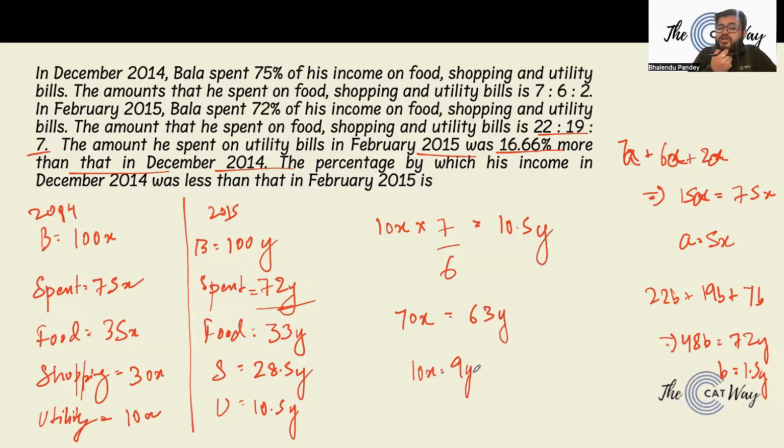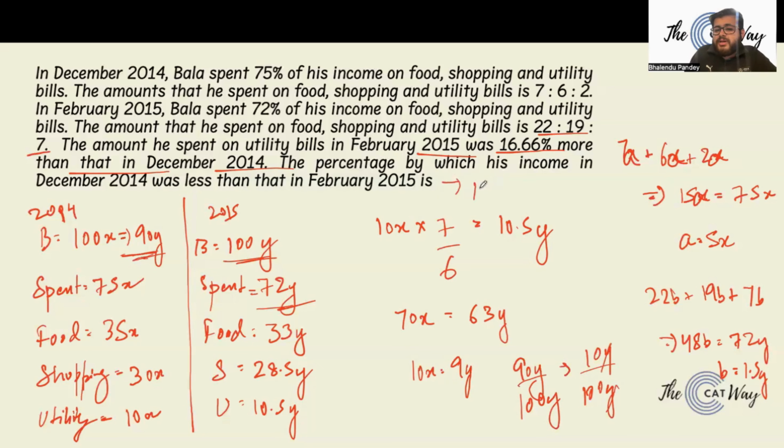Now the question asks the percentage by which his income in December 2014 was less than February 2015. I know that 10x is equal to 9y, so 100x is going to be equal to 90y. So in 2015, his income was 100y and in 2014, his income was 90y. So it's a decrement of 10y over 100y, which simply tells you a decrease of 10%. That's going to be my correct answer.